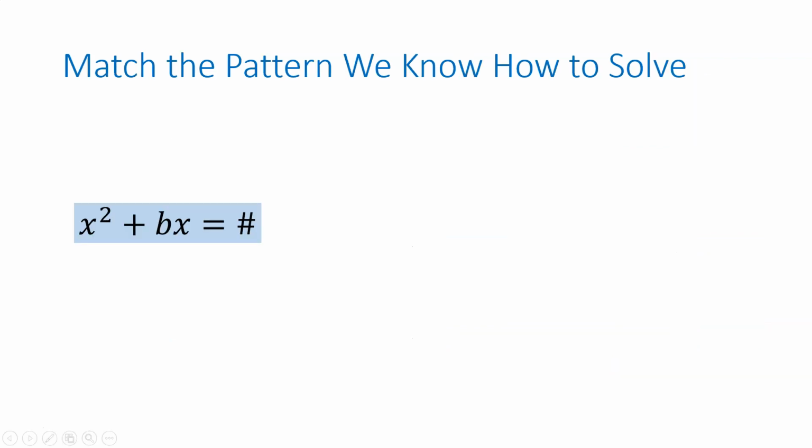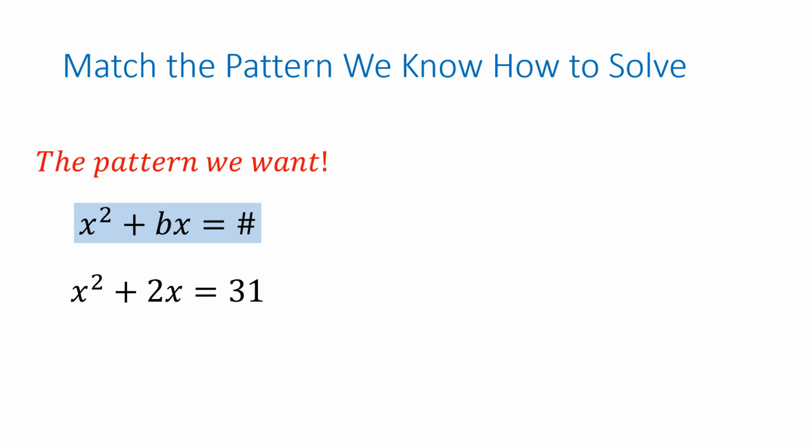Let's review what we learned earlier. We know how to complete the square and solve for x for equations in the form x squared plus bx equals some number. An example would be x squared plus 2x equals 31. So when solving these bigger problems, this is the pattern we want, and this is the pattern we need.